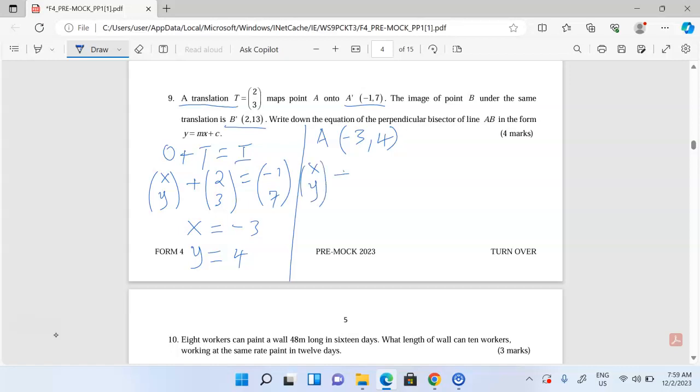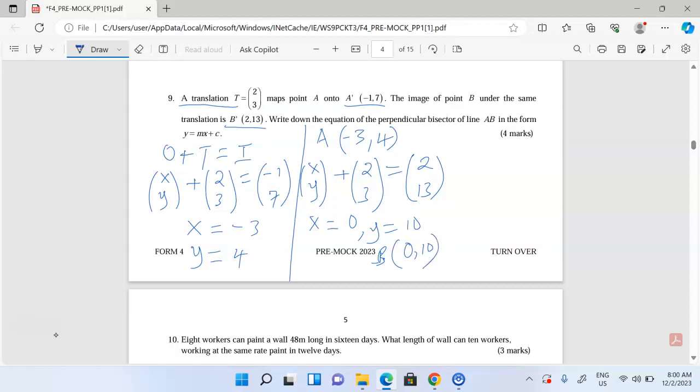Again, for B, under the same translation, remember B is unknown, but the translation vector is known. This one is giving us (2, 13). Therefore, we can get x for B being 0 and y being 10 when we take 3 to the other side. Therefore, the coordinates of B are going to be (0, 10).